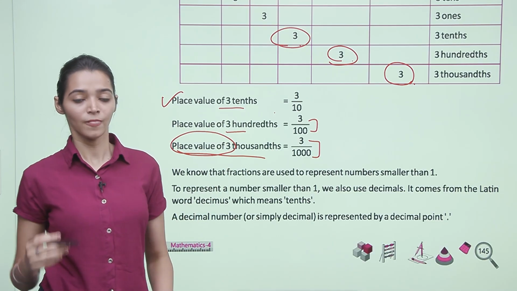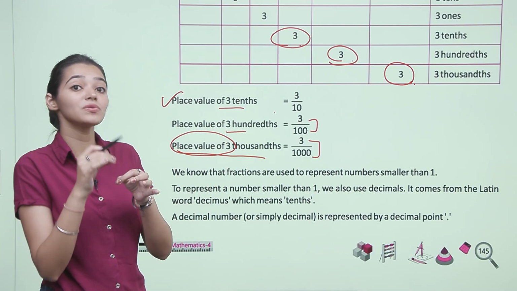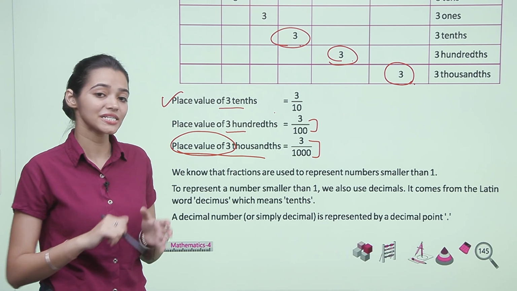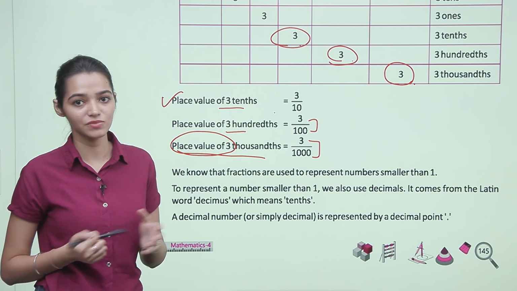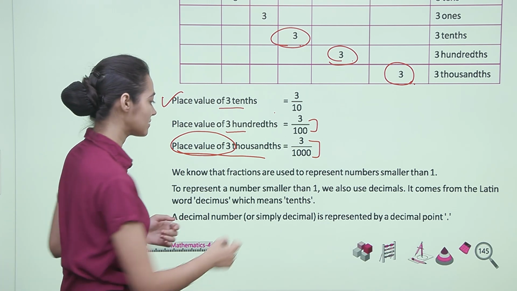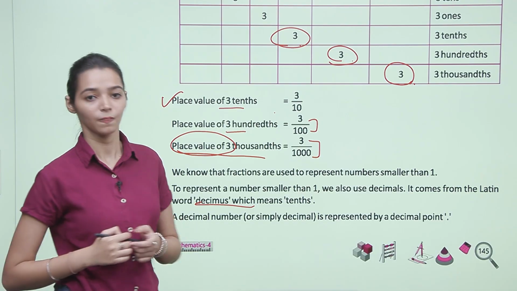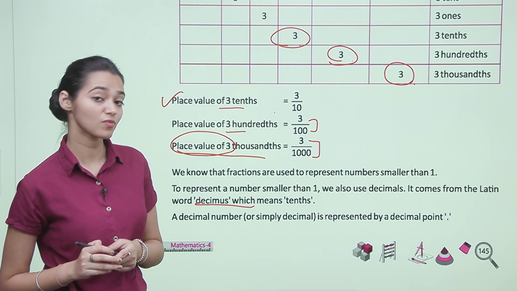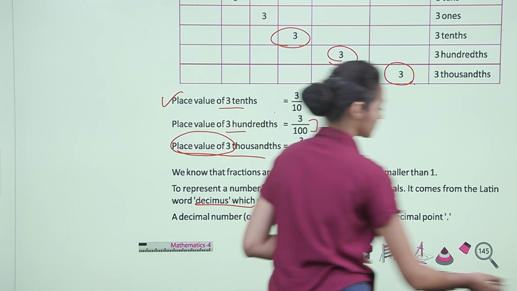We know that fractions are used to represent numbers smaller than 1. So to represent a number smaller than 1, we can use decimals. It comes from the Latin word decimus, which means tenth. A decimal number or simply a decimal is represented by a decimal point.